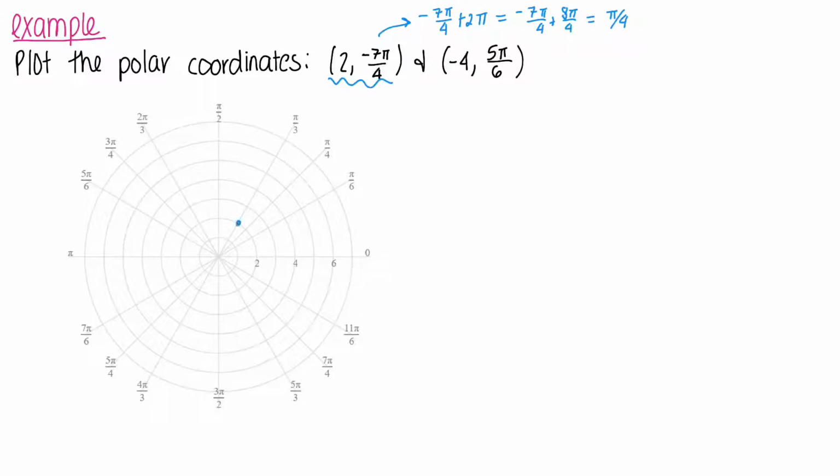So that would be right, oops, nope, that's on pi over 3. That's on 3. There we go. So this is the point 2 comma negative 7 pi over 4.